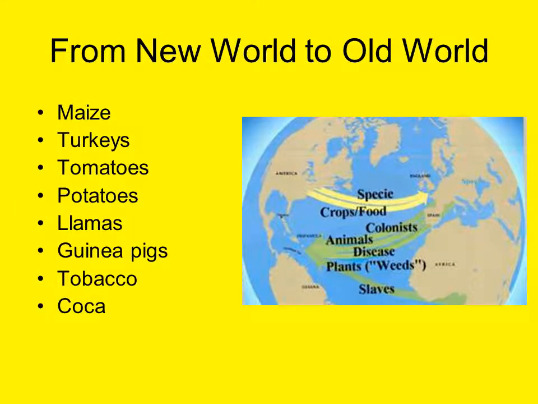From the New World, the Americas, to the Old World, a number of products were distributed or found their way across the Atlantic. Maize, which is referred to in the United States as corn, is one of the most significant of these products. You can see the only significant animal forms that found their way to Europe and Asia were llamas and guinea pigs. Tobacco was an important crop that the Europeans began to develop a taste for in the 17th century.